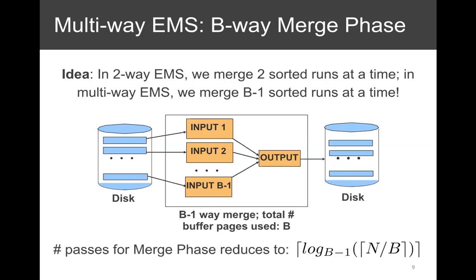Because of this B-1 way merge, what changes is the fan-in, or the base of the logarithm, for the number of passes in the merge phase. Previously, it was log N to the base 2, and then the ceiling of that. But now, because the sort phase has reduced the number of runs to N over B, the argument to the logarithm is N over B, and the ceiling of that. But more importantly, the base of the logarithm goes up from 2 to B minus 1. Because you're merging B minus 1 runs into a single run, you are now exponentially better.